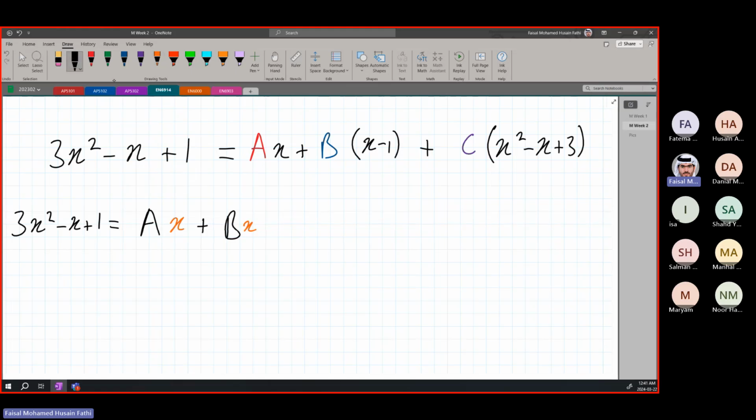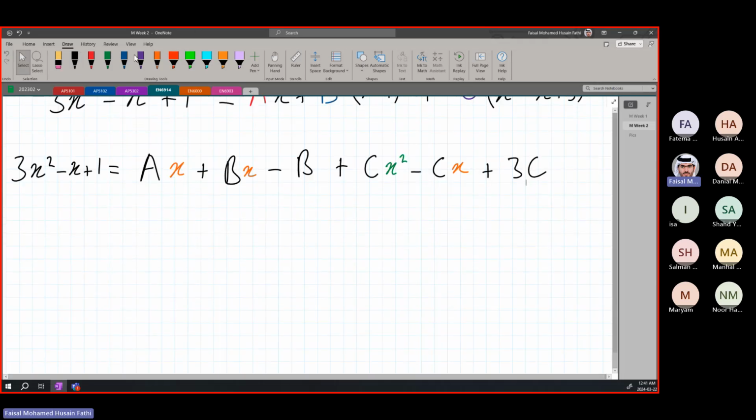I'm just distributing this b inside: minus b times minus 1 is just minus b, plus c. The x squared, I'm going to use another color, since I haven't used green. So x cubed, or x squared, minus c times minus x, so cx, plus c times 3, which is just 3c.